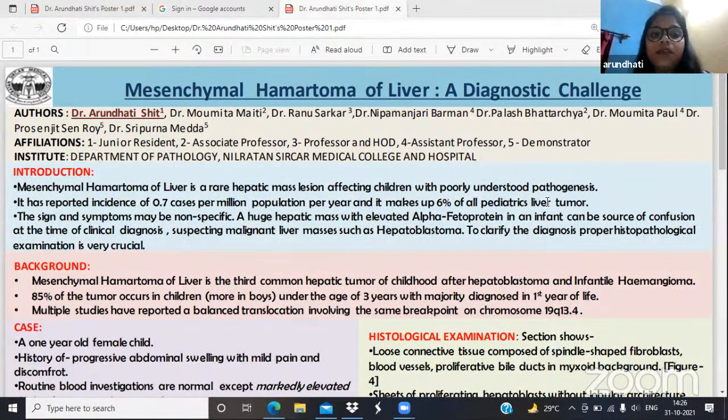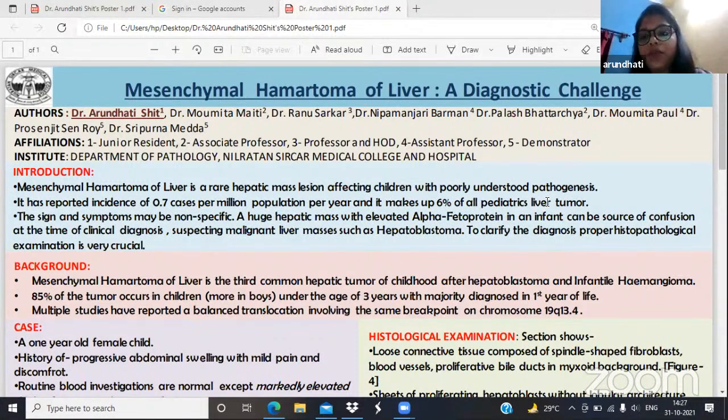Mesenchymal hematoma of liver is a rare hepatic lesion affecting mainly children. It is very rare. The incidence is 0.7 cases per million population per year, and it makes up 6% of all pediatric tumors. It is the third most common pediatric liver tumor after hepatoblastoma and infantile hemangioma. In 85% of cases, it occurs within 3 years of life, but in the majority of cases, it is diagnosed in the first year of life. It most commonly occurs in boys.